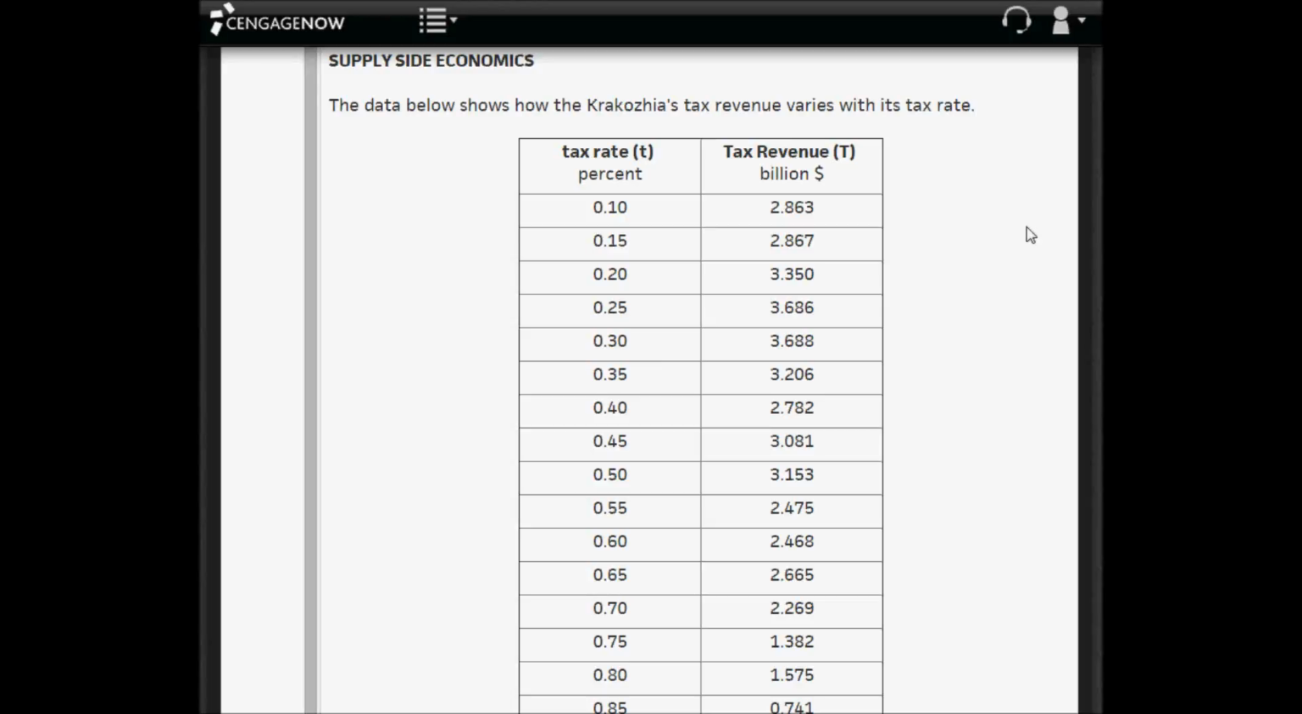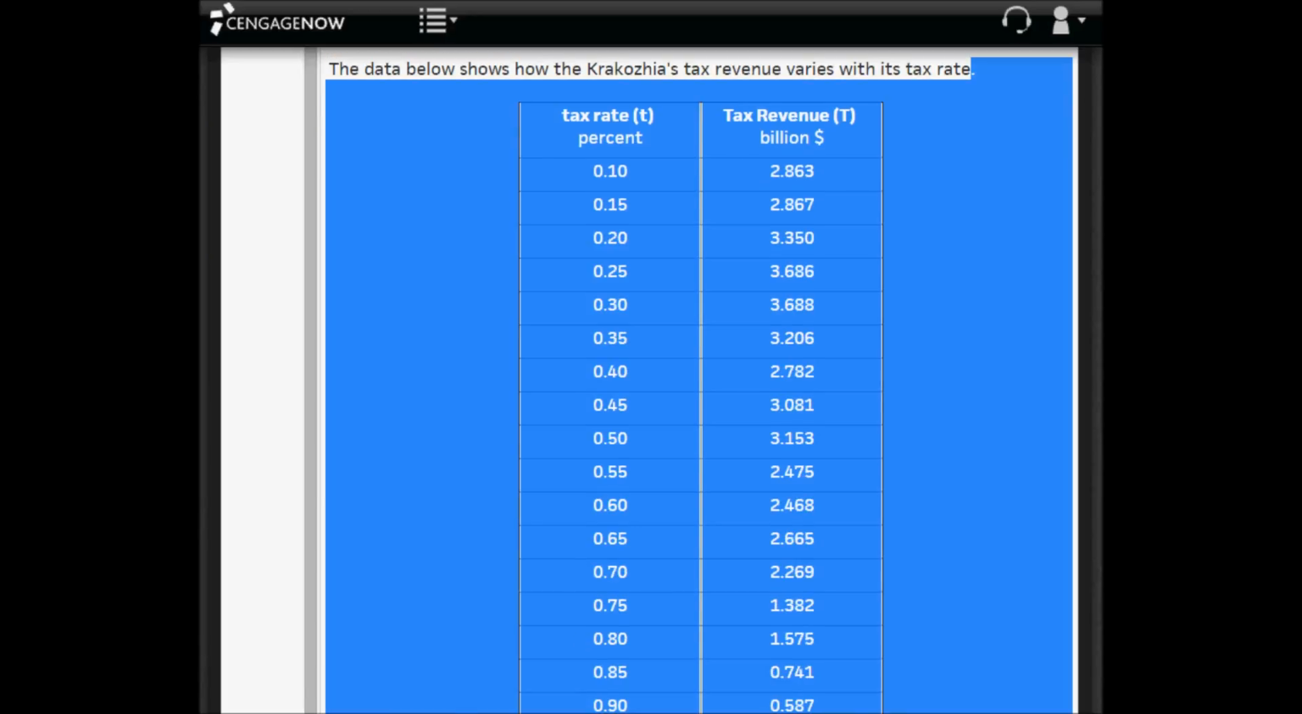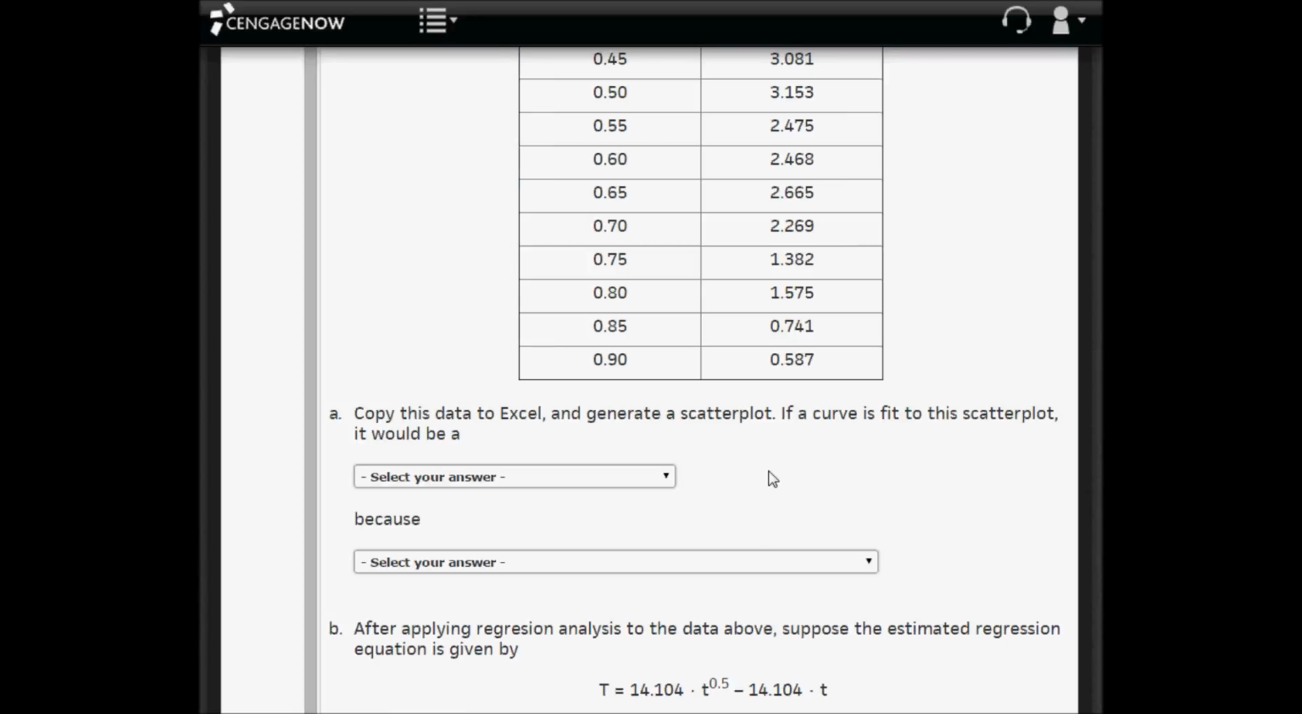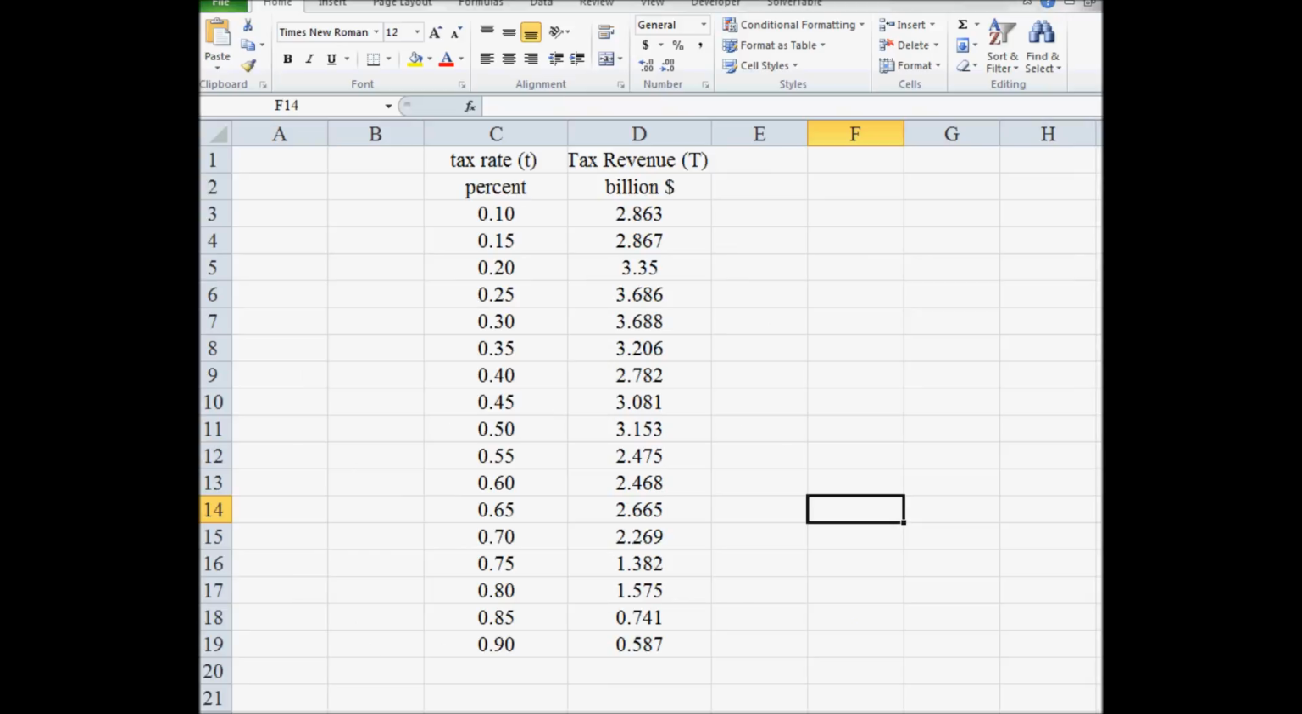In the final problem of homework 5, we're going to examine supply-side economics. Here we're given data for a hypothetical country, Krakosia. We're going to copy this data and paste it into Excel. Now I've already copied and pasted it in Excel. We're going to generate a scatter plot with the data and then answer these questions right here.